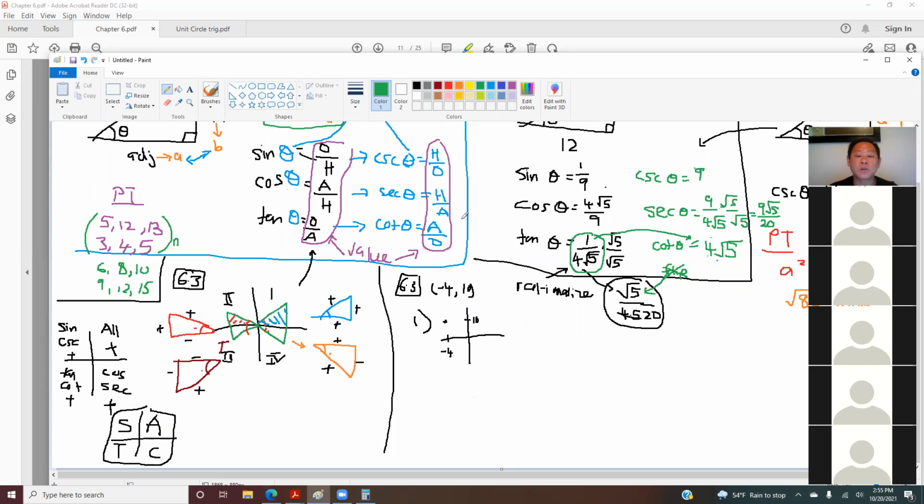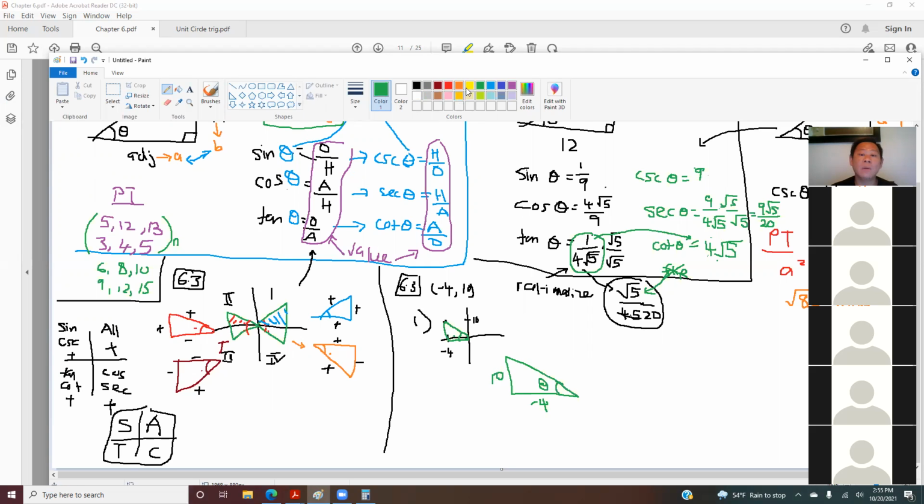So when you draw the triangle, it looks something like this. Okay, so I just make the triangle look bigger. So the angle theta is here. This is the angle theta here. Can someone tell me what is this adjacent value? That is your x value. So this is going to be what? -4. And this is your y value, which is 10.